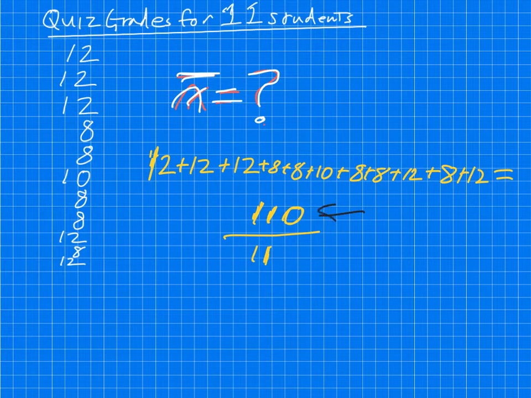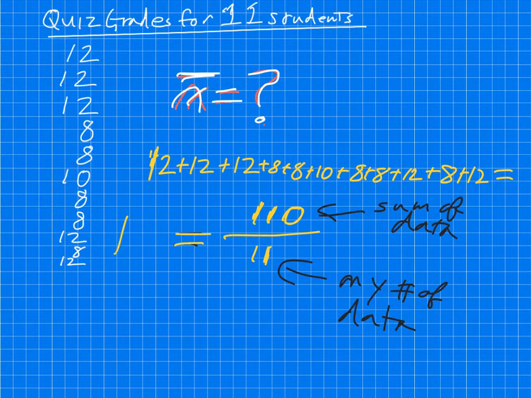So I've got the sum of my data here, and my number of data points there. And when I punch that into my calculator, 110 divided by 11, that gives me an average of 10. So my class average was 10.